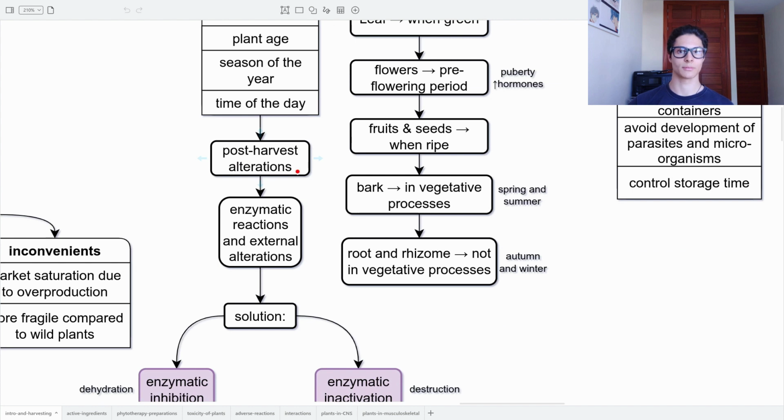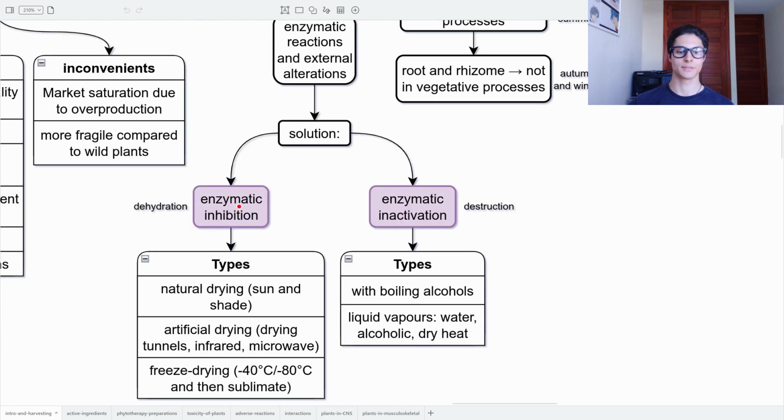Post-harvest alterations. Yeah, because we have enzymatic reactions and external alterations that will occur after we harvest them. What's the solution? Enzymatic inhibition, which is the dehydration of the plant, for example, and enzymatic inactivation, the destruction.